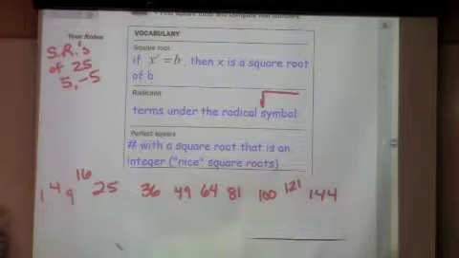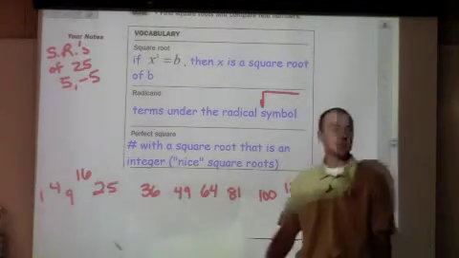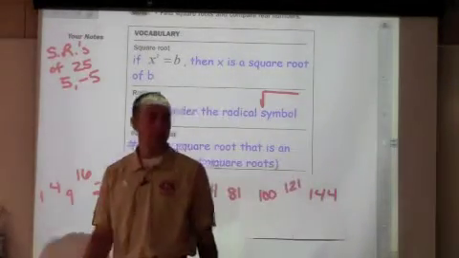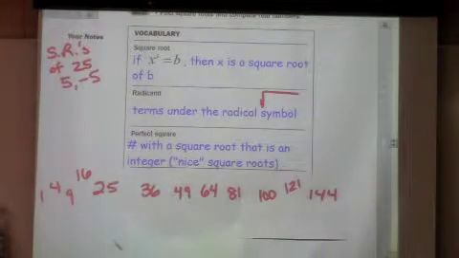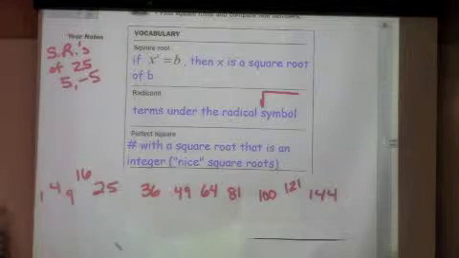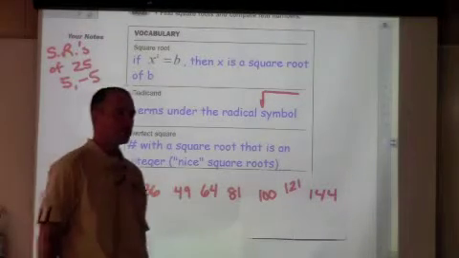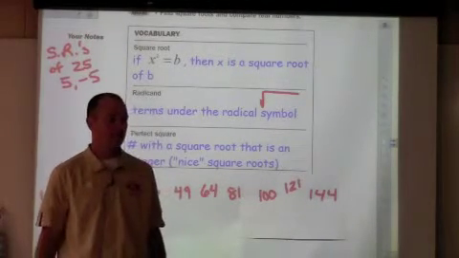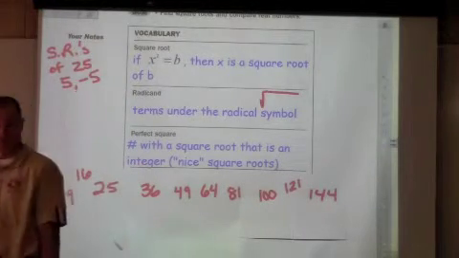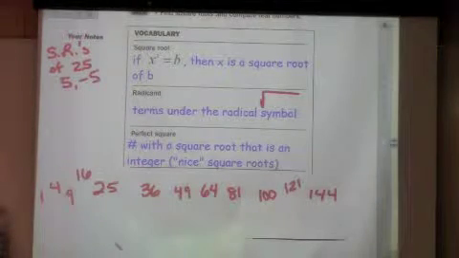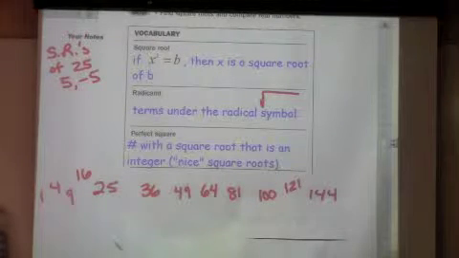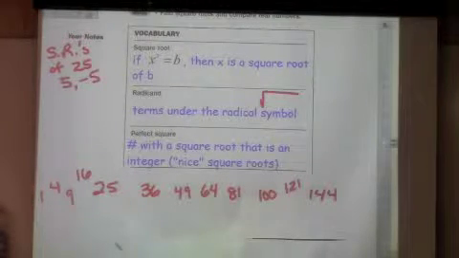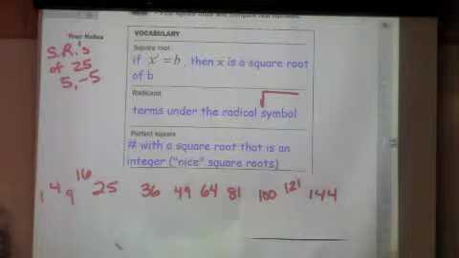Anybody know what 13 times 13 is? 169. Anybody know what 14 times 14 is? 196. 15 times 15? 225. 16 times 16? Close, 256. Yeah, you guys are pretty good. So these are examples of perfect squares. They have nice square roots.